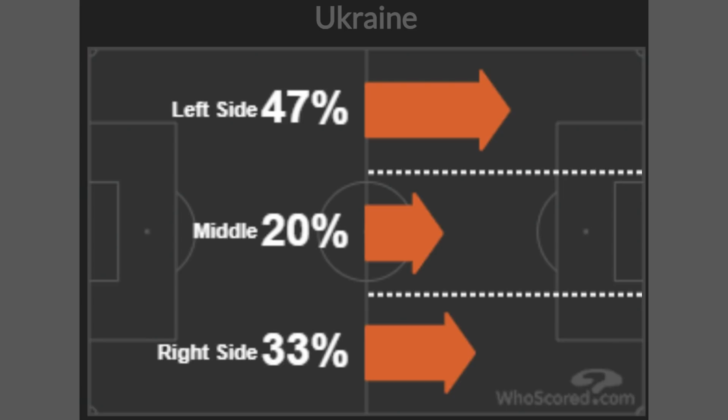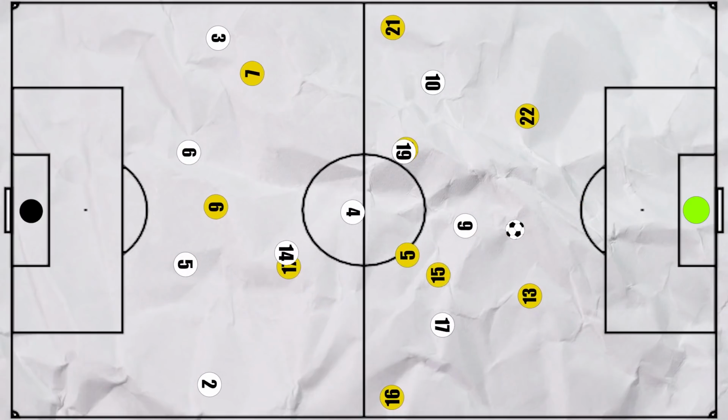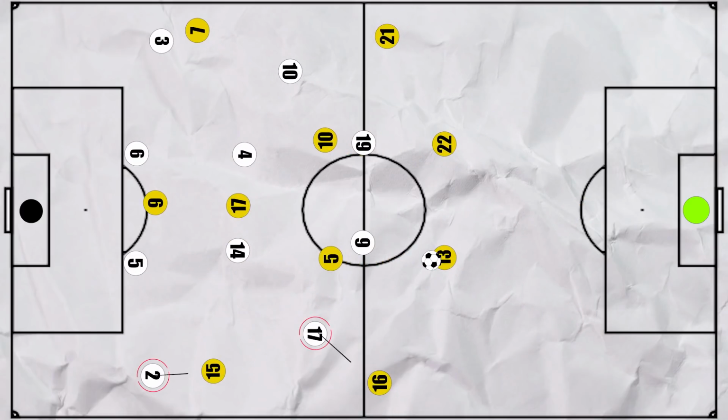But high up the pitch, Ukraine got into great positions down their preferred left-hand side. And this is because particularly after switching to a back four, England would have the 2 versus 2 out wide. But Sancho could be slow to track back, or be drawn into more central regions.